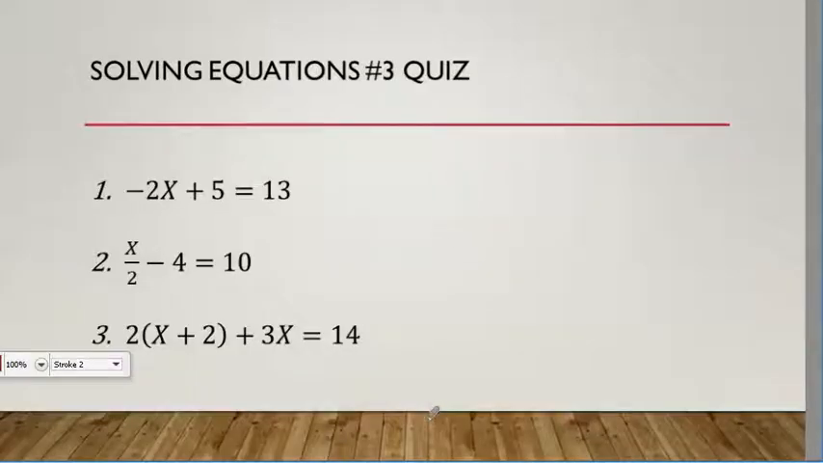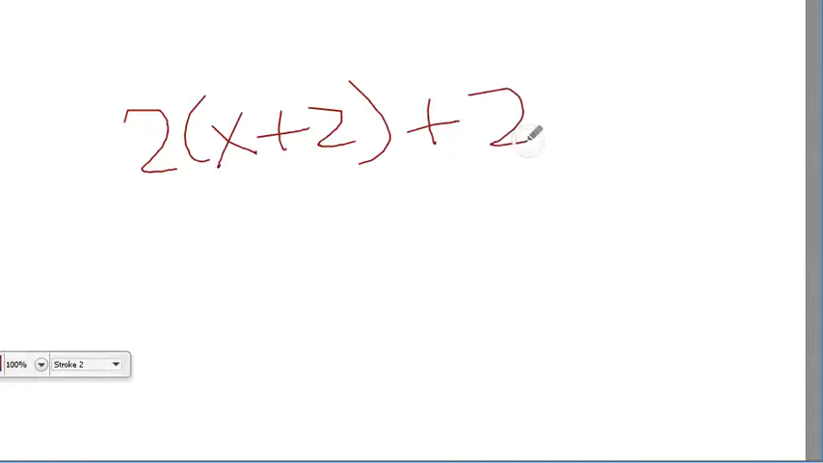The last quiz question requires you to simplify first. So I'm going to go ahead and give you a practice one just like that. 2 times x plus 2 plus 2x equals 12. So go ahead and try this one. Push pause, do this question, and then push play.